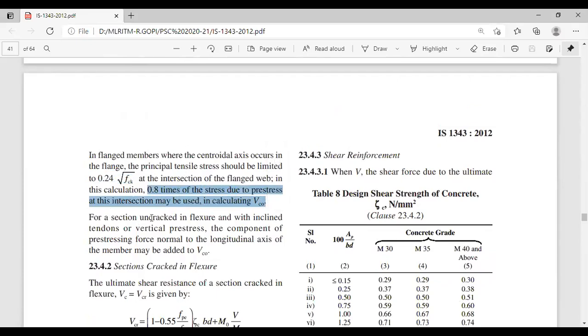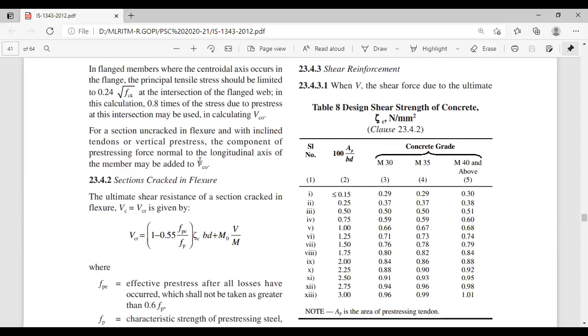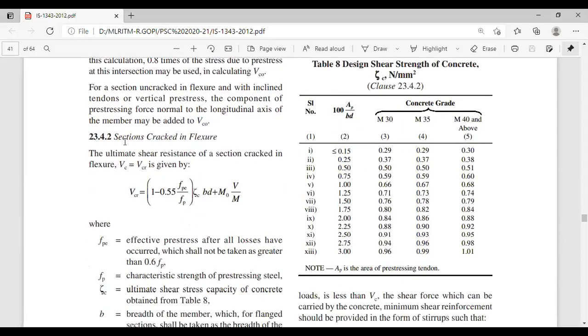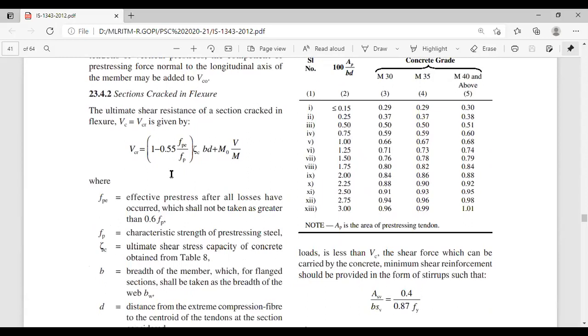That's all. For a section uncracked in flexure and with inclined tendons or vertical pre-stress, the component of the pre-stressing force normal to the longitudinal axis of the member may be added to VC0. That means if the tendons are inclined or vertical, we have to add the pre-stressing force to the VC0. Okay, so next we will see the sections cracked in flexure.